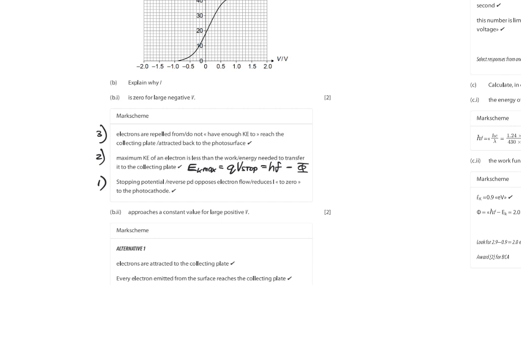B-II, we just discussed that before. Why does the current approach a constant value for a large positive V? Because electrons are attracted to the collecting plate. Every electron emitted, 100% emitted from the surface, reaches the collection plate. So I can increase the voltage and make it even more positive, but I'm not going to get more than 100% of the electrons, right? And so that electron rate settles out at a maximum rate.